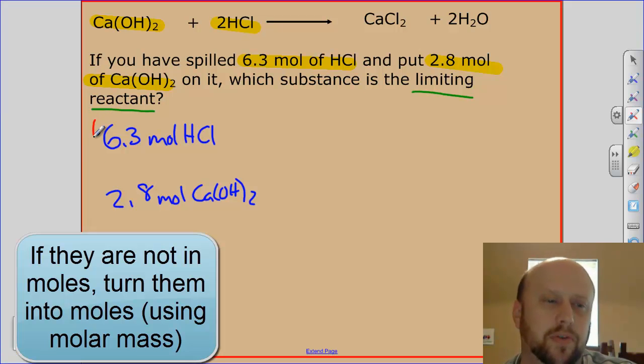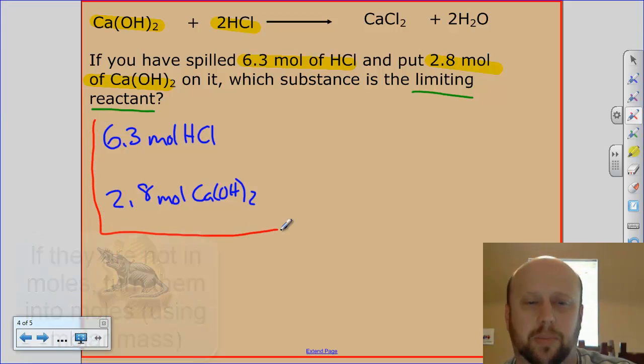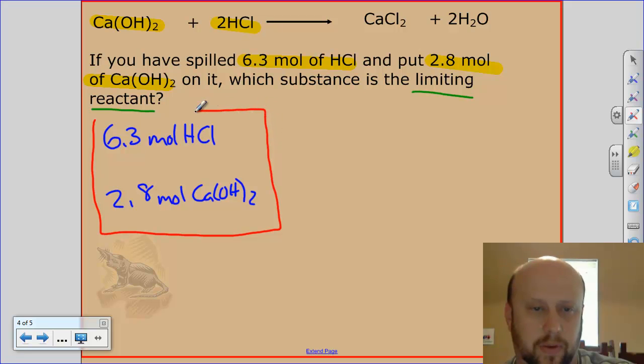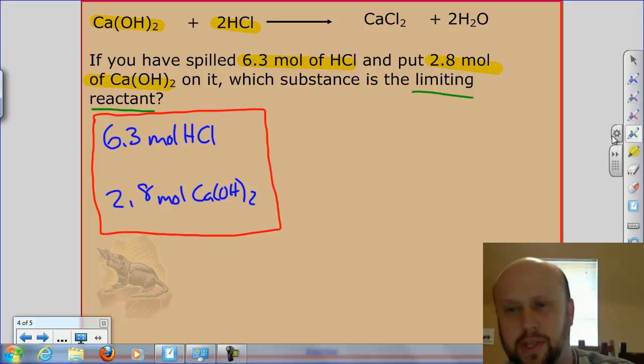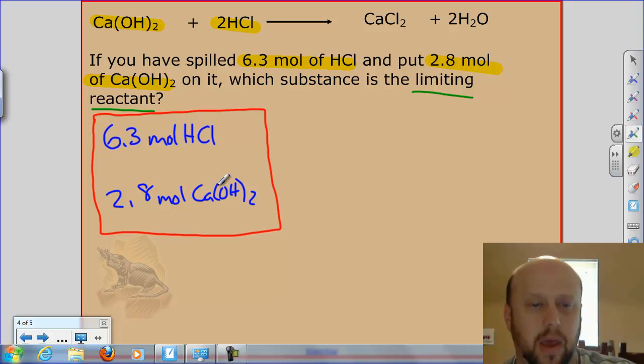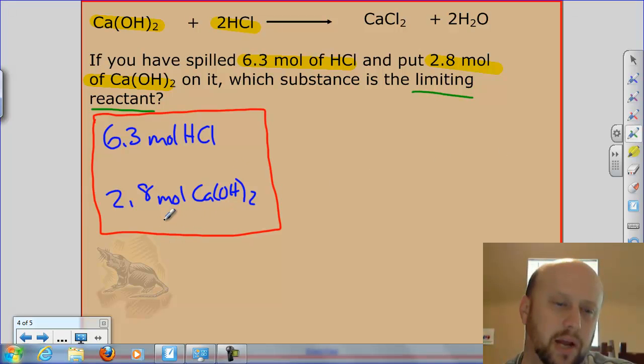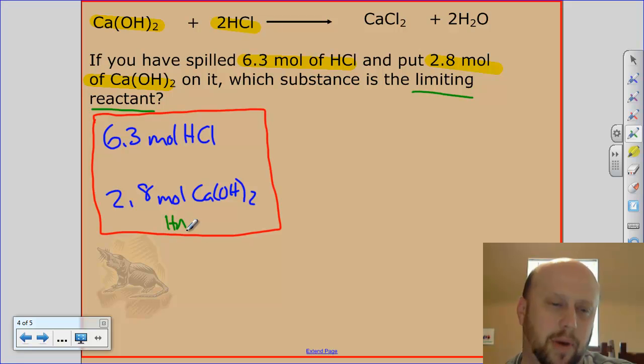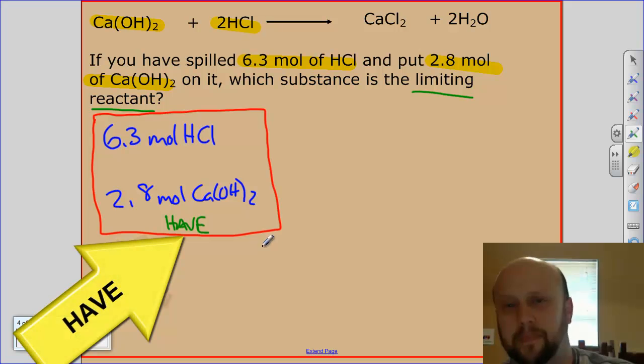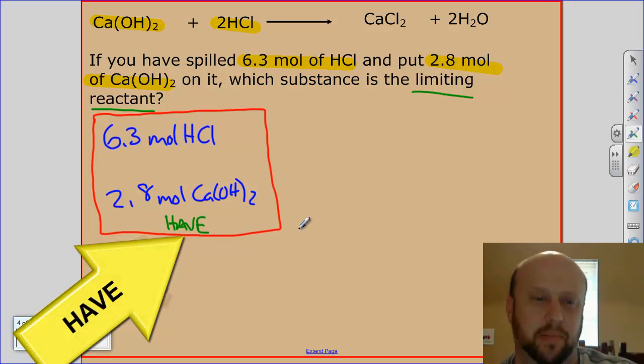Once you get both of your reactants in moles, I want you to put a box around them. And this is just sort of the way I like to teach this. So if you watch another video on this, it might not turn out this way, and that's okay. But I want you to put a box around those two things. And I immediately want you to write in that box in big letters, have. This is how much stuff I have at the beginning.